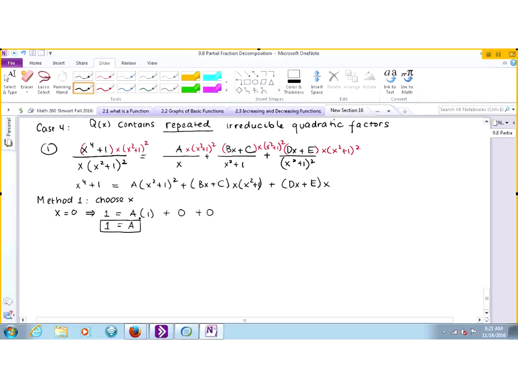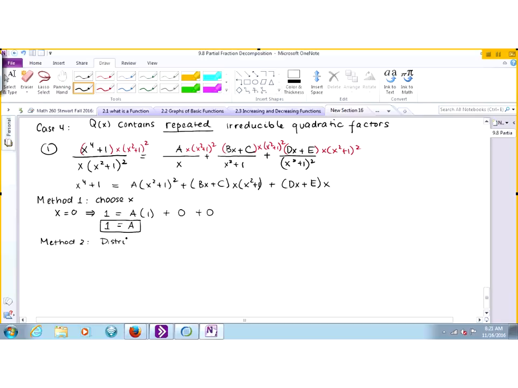Now, what else do you want to do? Should we choose any other number? Well, what other number would you choose? No, right? So we will go and start choosing method 2.